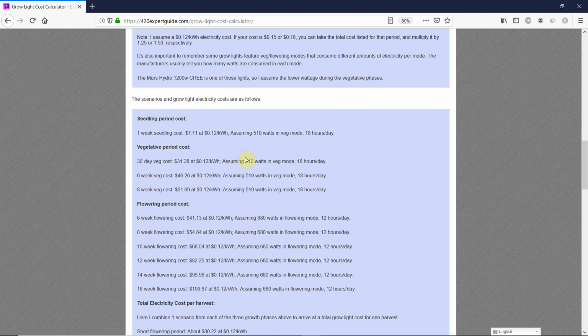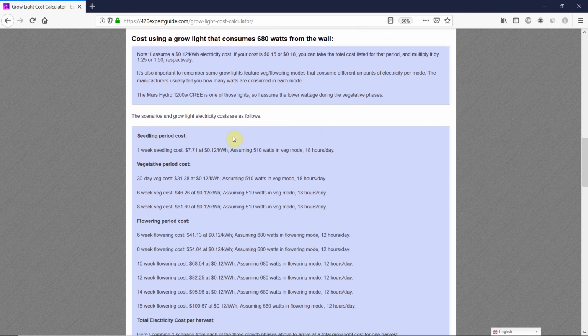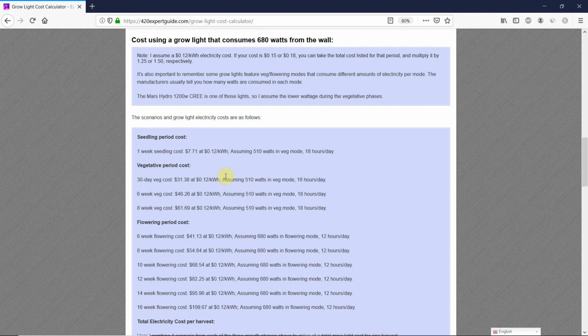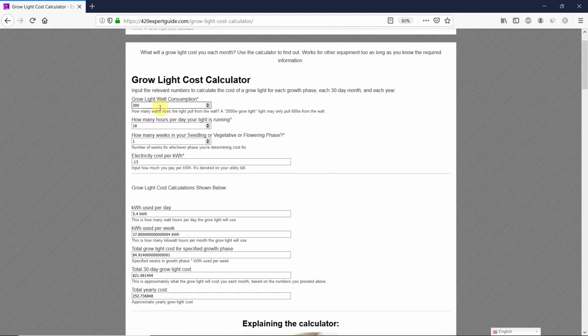So for this example that I did here, there was a grow light that had 2 light modes. In full power, it uses 680 watts, but in the vegetative light mode, it only used 510 watts. So that's something you have to take into consideration. Let's just say that up here, our 300-watt grow light only uses 210 during the vegetative phase. All right. Now you're doing 18 hours a day, and I'm going to run a 6-week vegetative phase.